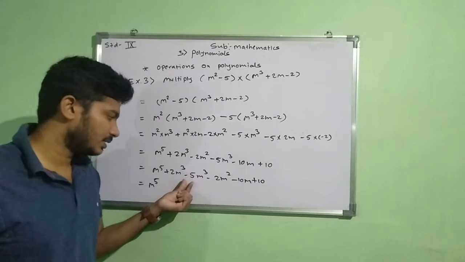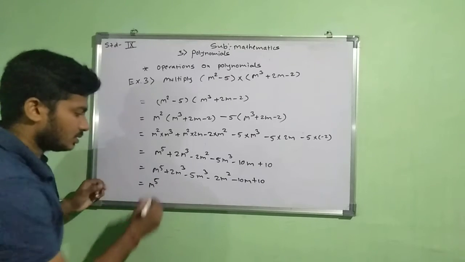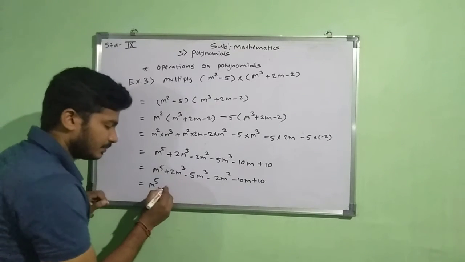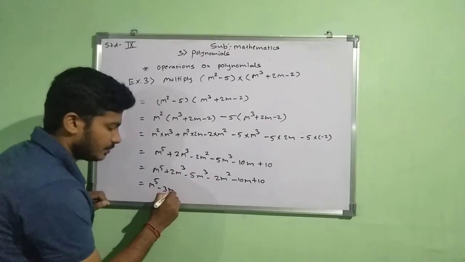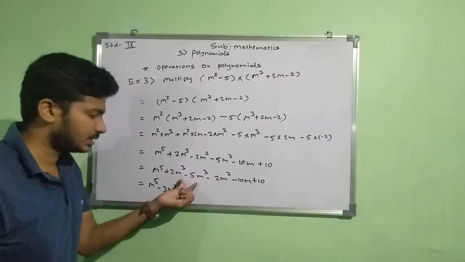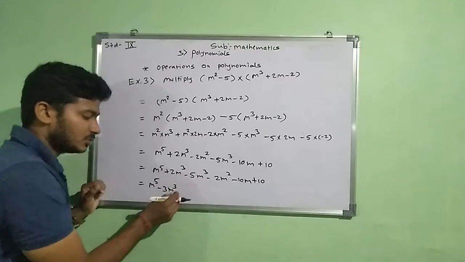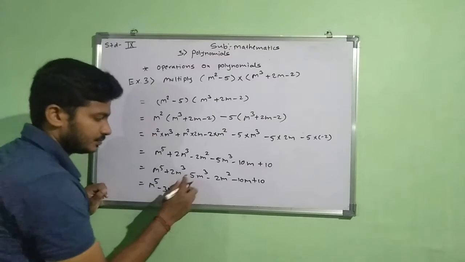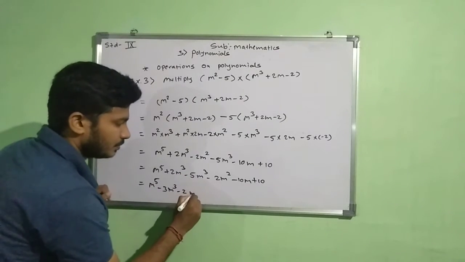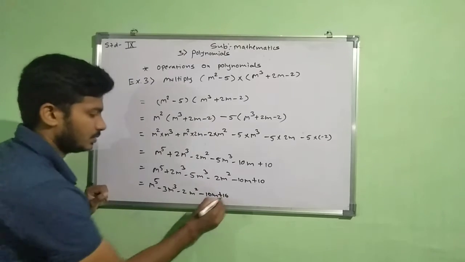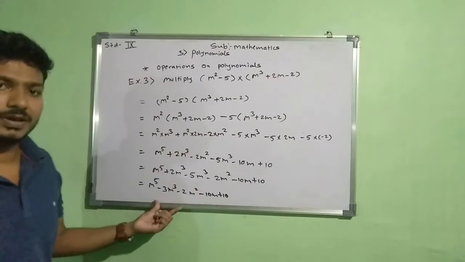Now 5 is bigger, 2 is smaller. So the final answer will have a negative sign, and 5 minus 2 will become 3m cube. While doing subtraction, the variable terms will be as it is. We will not consider that. Minus 2m square minus 10m plus 10, that will be your final answer.